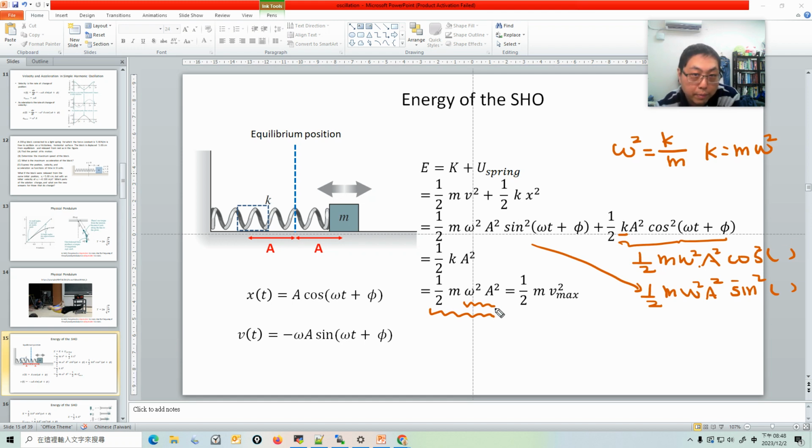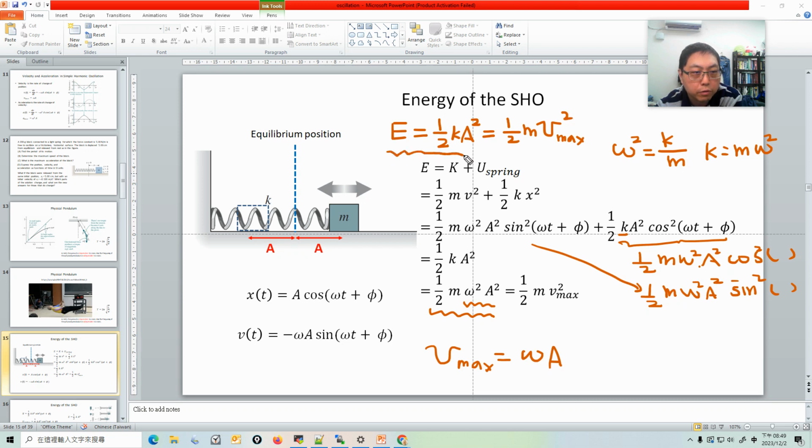But if you remember, the Vmax in a simple harmonic oscillation is equal to omega A. So actually this omega squared A squared is Vmax squared. So we reach this conclusion: the total energy of the simple harmonic oscillator is 1 over 2 k A squared and also equal to 1 over 2 m Vmax squared. This is a very useful relationship, especially for your homework problems. I think you will use this relationship a lot.